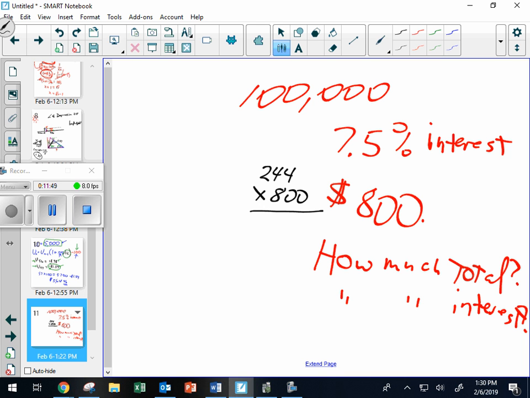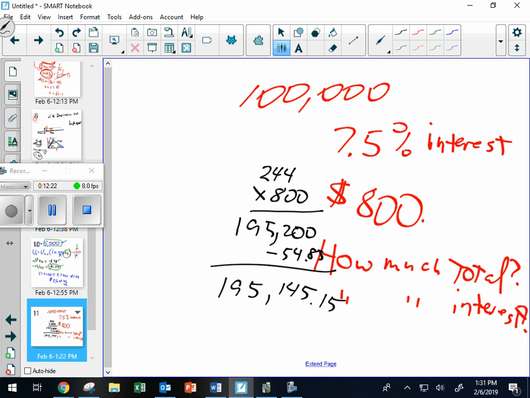So somebody with a calculator, here, I'll just do it myself. 244 times 800 is 195,200. Then they owe me $54 and how much? 54 point what? 85? And that comes up to 195,145.15. I only borrowed 100,000, but I paid back almost 200,000.